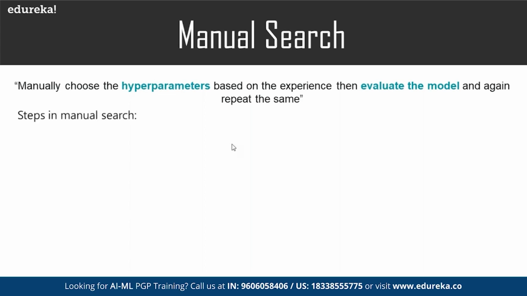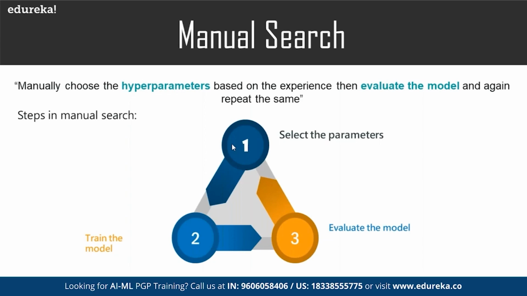So here we go. The steps in such manual search are usually selecting the right parameters and then training the model. And training the model of course happens after the model selection, which is actually part of the machine learning modeling. And then moving further, we would say the model evaluation.